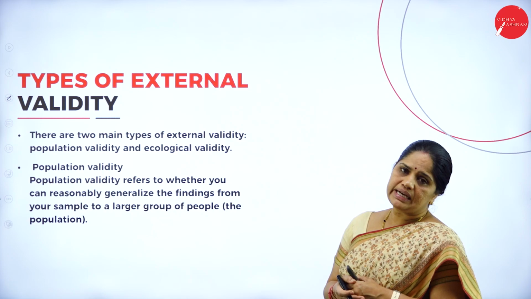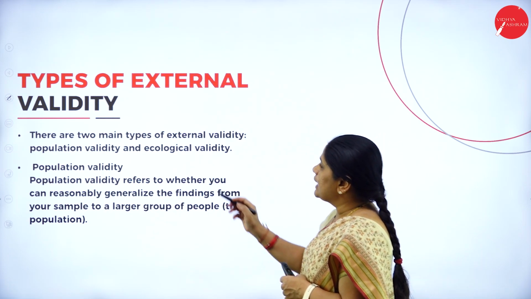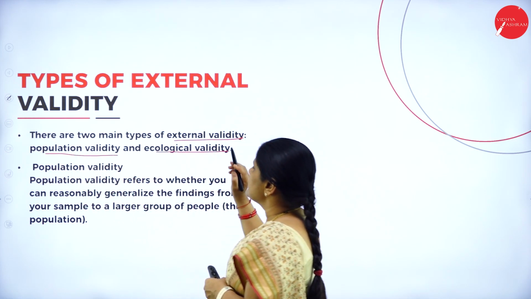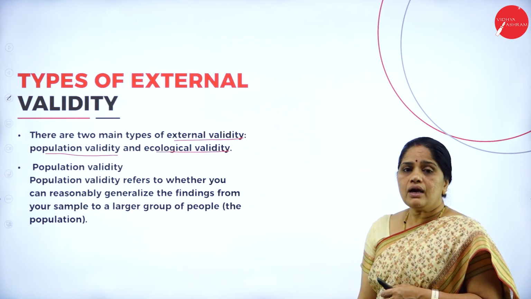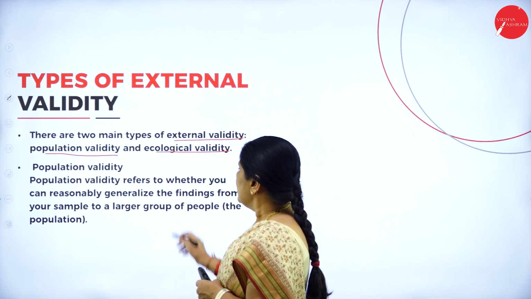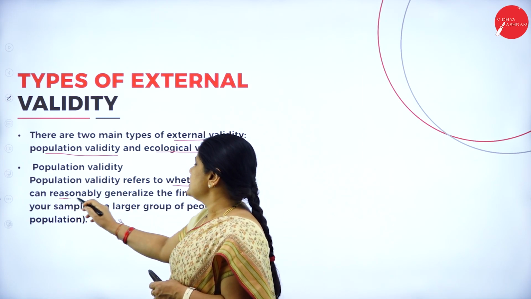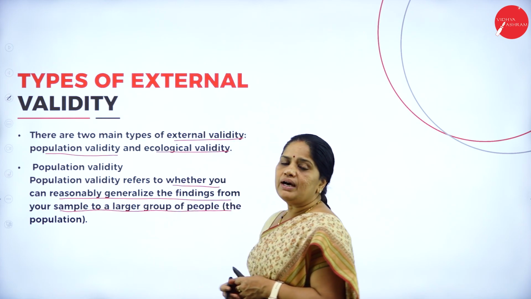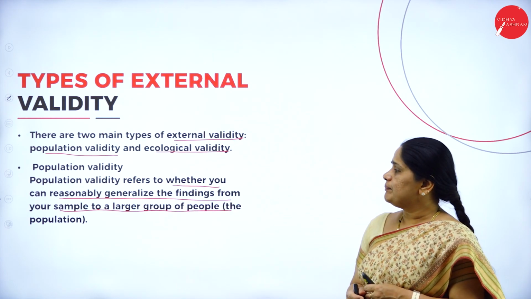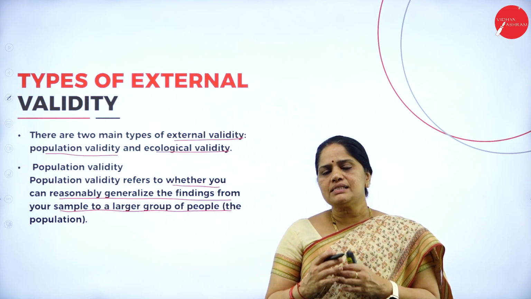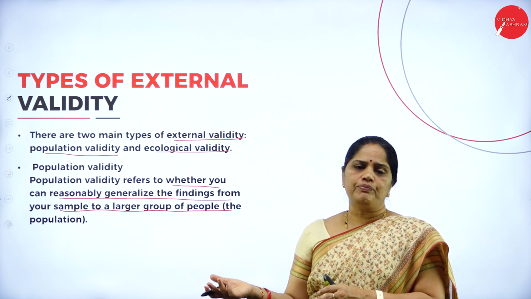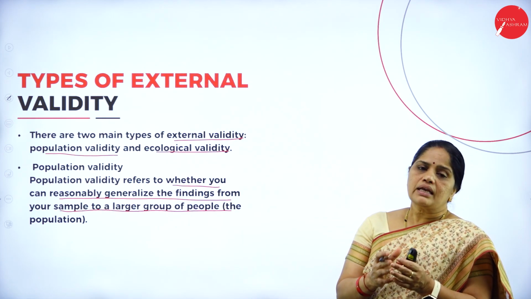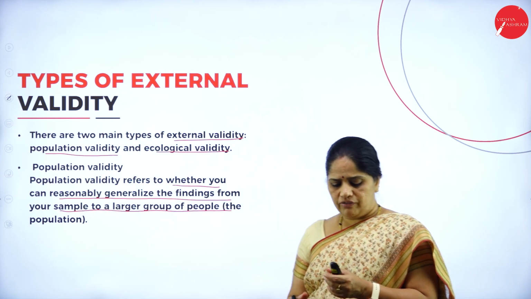Then, types of external validity. There are two main types of external validity. One is population validity. The second one is ecological validity. Now, what is population validity? It refers to whether you can reasonably generalize the findings from your sample to a larger group of people. So, population validity means you can apply the same solution to the same group of people. Whatever findings you got from the sample, whether that solution can be applied to groups of people.